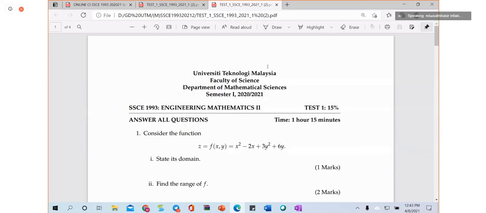So do you prefer Google Form or e-learning for submission? E-learning. So maybe I will make a poll so we see the majority. Okay, any question?